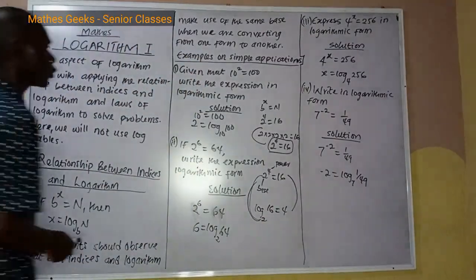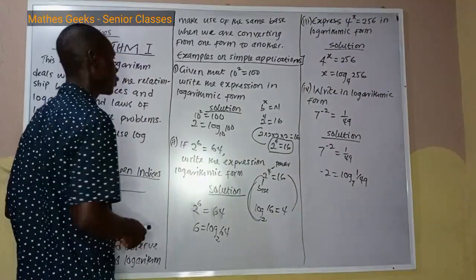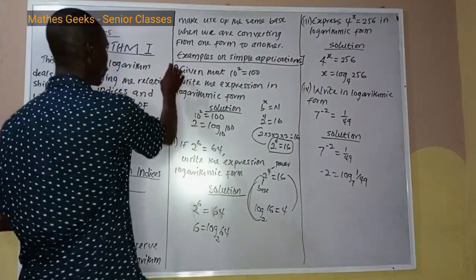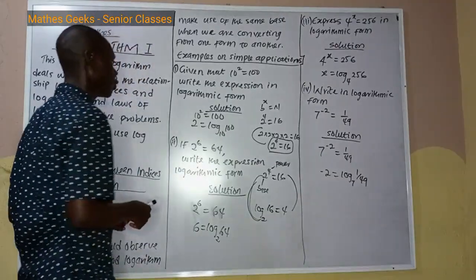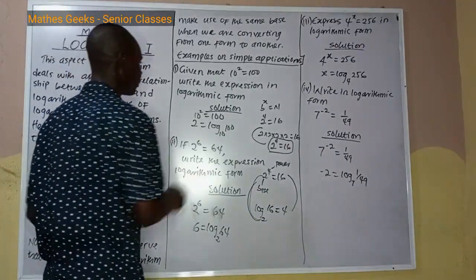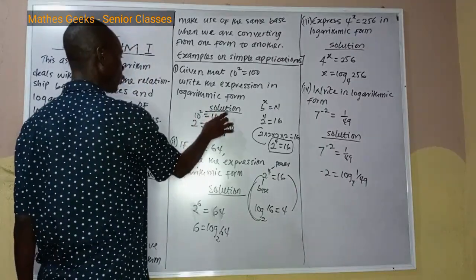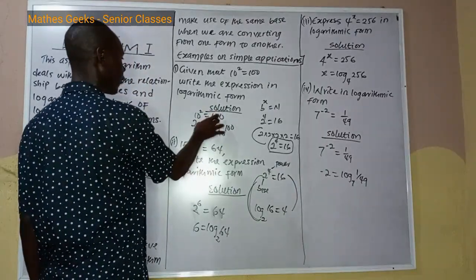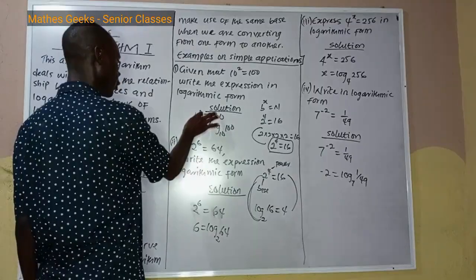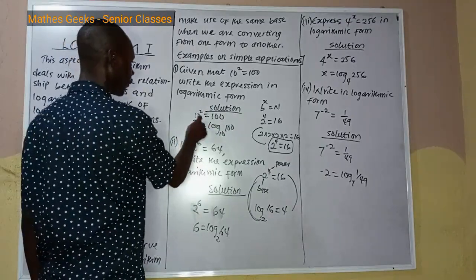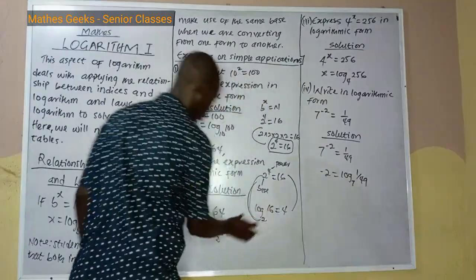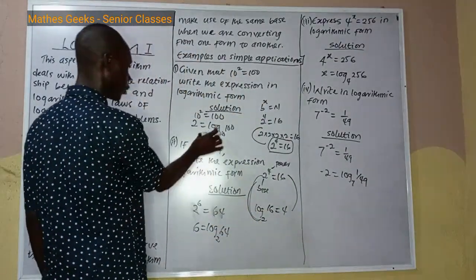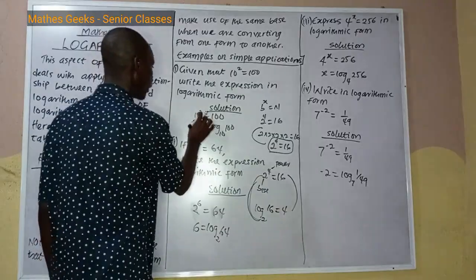So let's move on to examples on simple applications. Number 1. Given that 10 raised to the power 2 is equal to 100, write the expression in logarithmic form. So 10 raised to the power 2 is equal to 100. Now, to write this in logarithmic form, this 2, which is the power, will be here. First of all, what you need to do is to write your log elsewhere. So I think that's what I did here. Okay, no, so 2 there are 10.